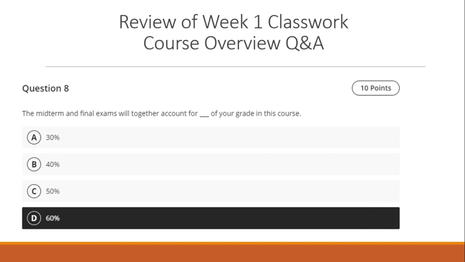Question 8. This question caused quite a bit of confusion. Some students got this question wrong, so let's look at it. The midterm and final exams will together account for what % of your grade in this course? The key word here is together, so that means both of them together. So you would add both of those percentages for the correct answer. The midterm exam is 30%, the final exam is 30%, so together they are 60% of your grade. So the exams will be very important in determining your grade in this class.